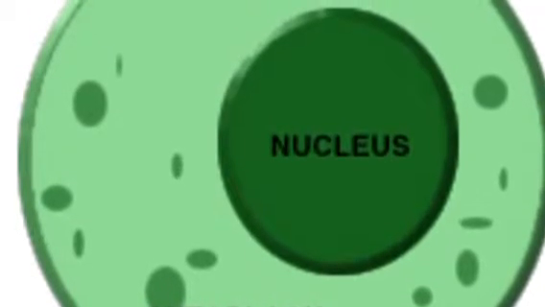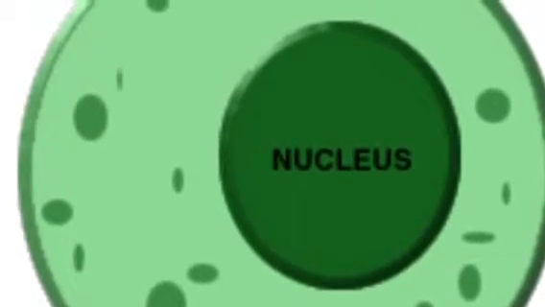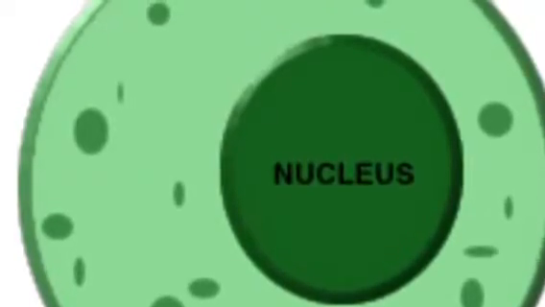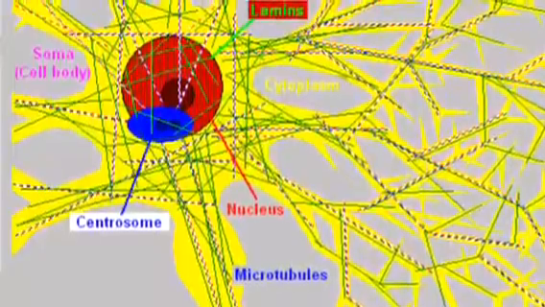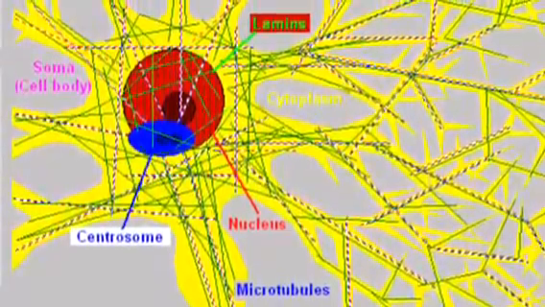The function of cytoplasm is that it fills the inside of the cell and surrounds all the internal structures of the cell, as you can see in the picture. The function of the cytoskeleton is that it maintains cell shape and helps cells move.